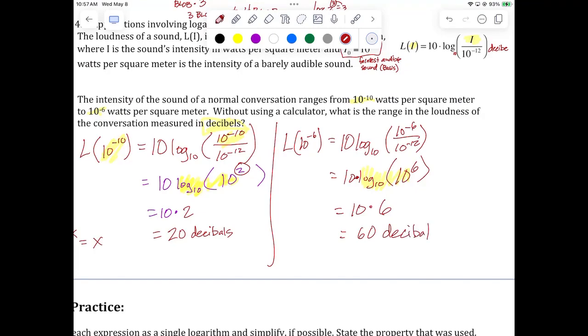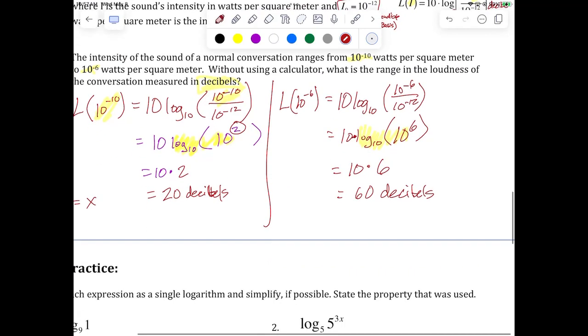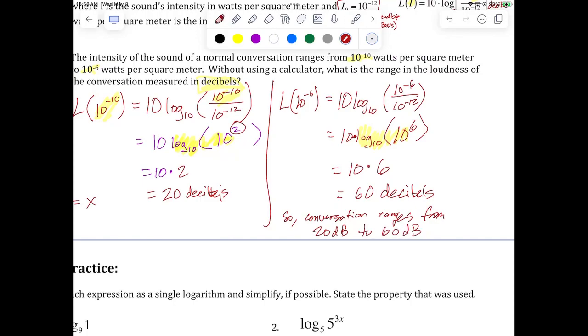Or is it decibels? Yeah, it's an E, not an A. My bad. Decibels. Alexander Graham Bell. All right, so there you go. So we'll say conversation ranges, we'll answer the question, from 20 decibels, that's how you write it, lowercase d, uppercase B, to 60 decibels, lowercase d, uppercase B, after Alexander Graham Bell. Did y'all know that coming into today? Normal conversation is between 20 and 60.